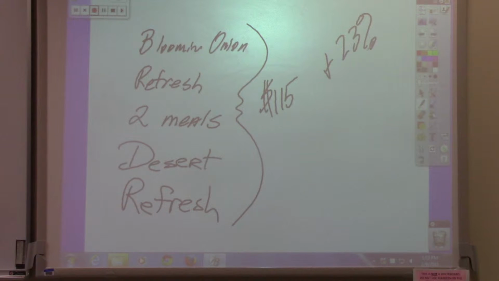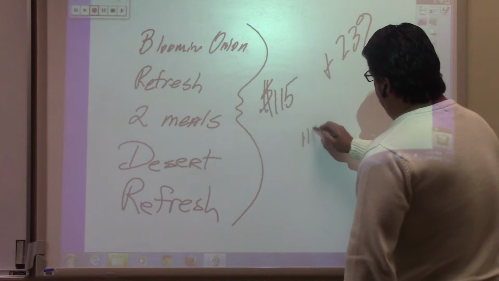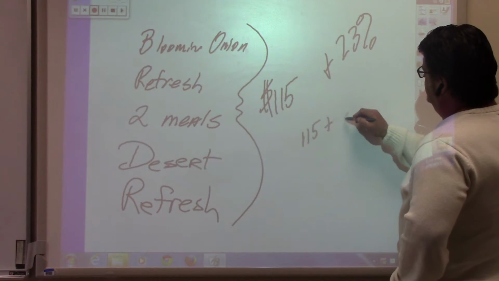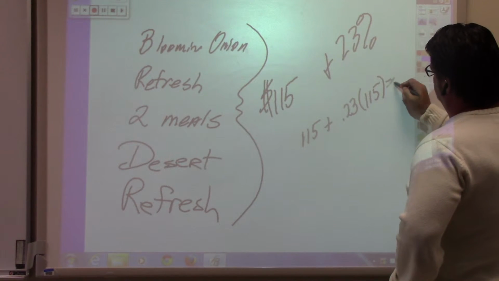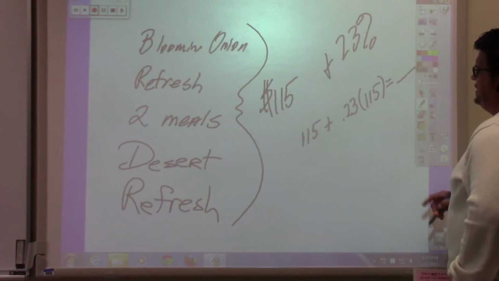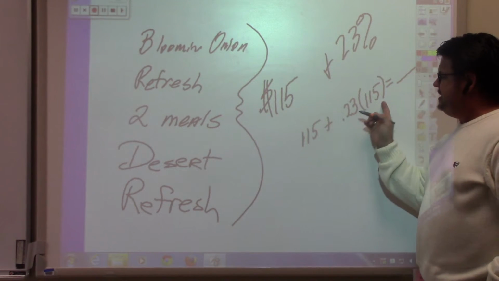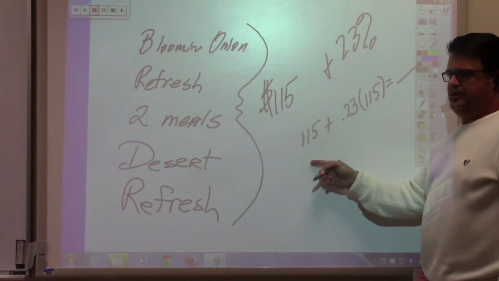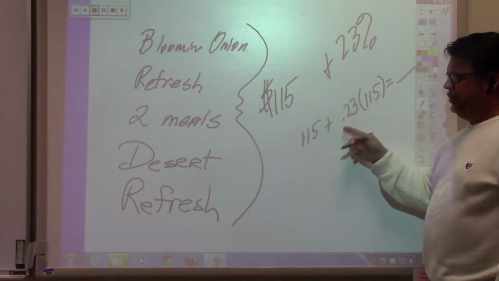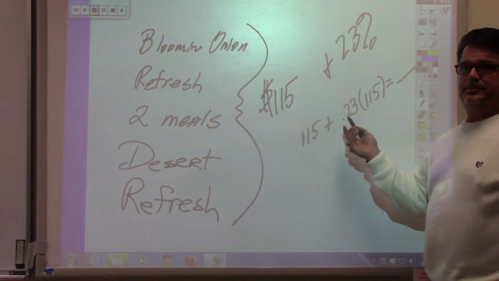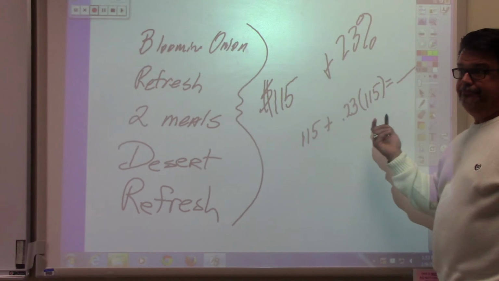So 115 plus 0.23 times 115 is equal to blank. Now, can somebody tell me what practical application this can have? Because not everybody goes to Outback. But what else is added to the total? Tax. Taxes. Okay?